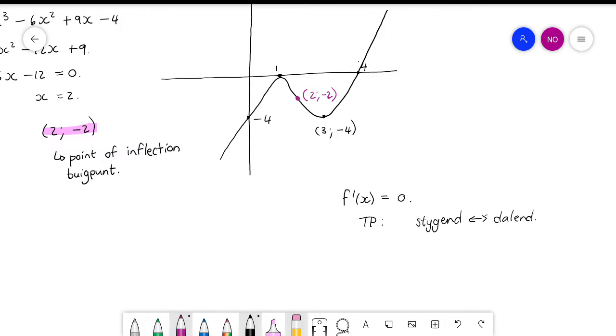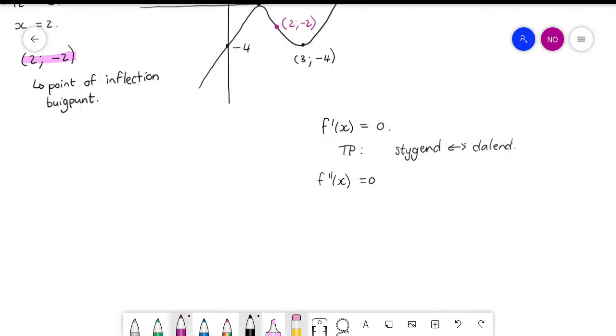Okay, and then for the second derivative equal to 0, you get the point of inflection, the buigpunt.